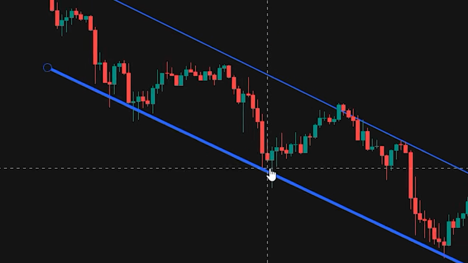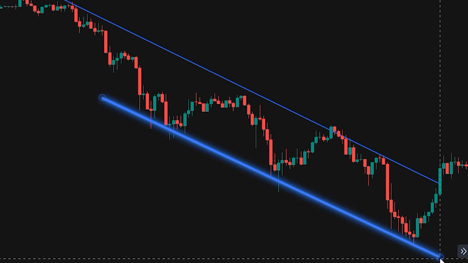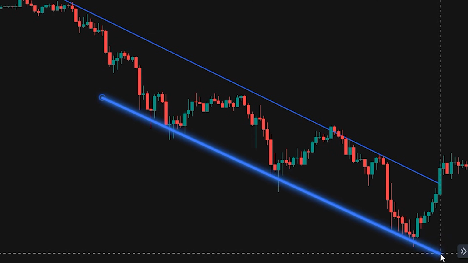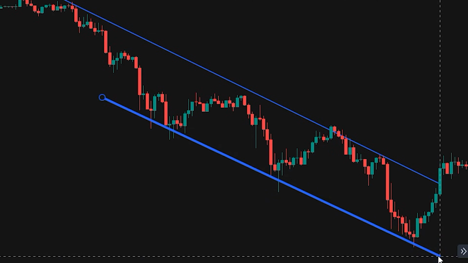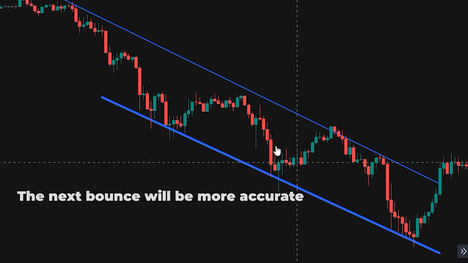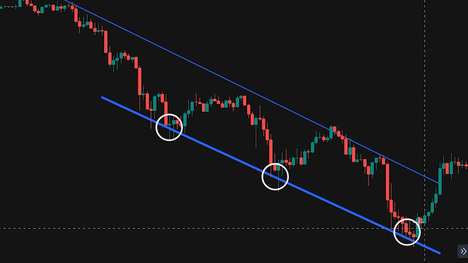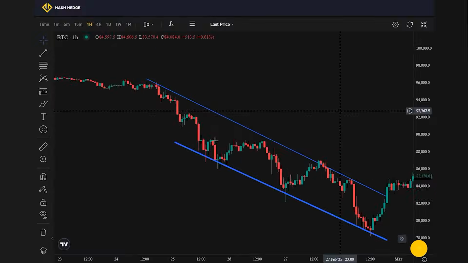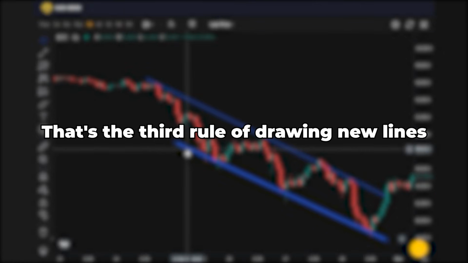When we have a third point, we can tweak the trend. We can rotate it or adjust it to the new existing chart. And the next bounce will be more accurate. When the price just approached our trend line, touched it again, we again see an upward bounce. And that's the third rule of drawing new lines.